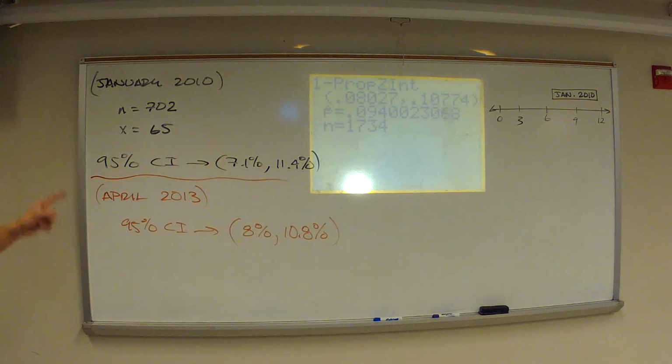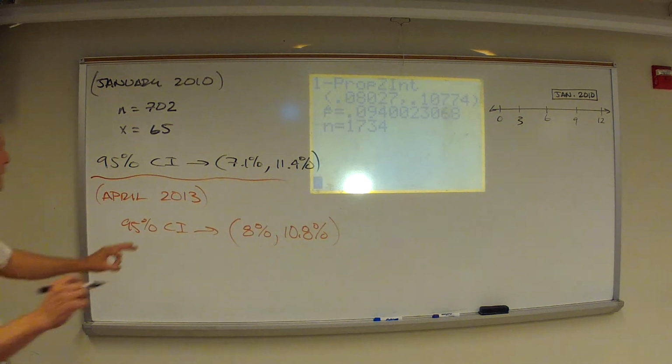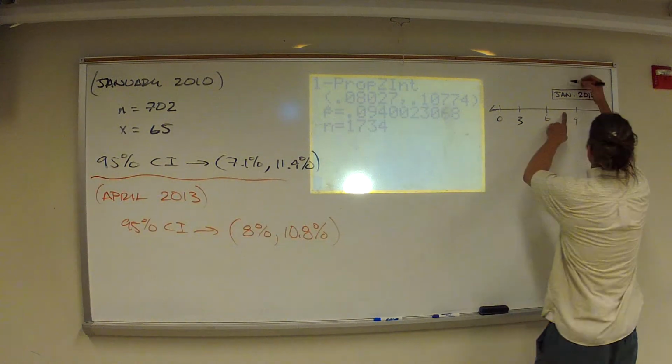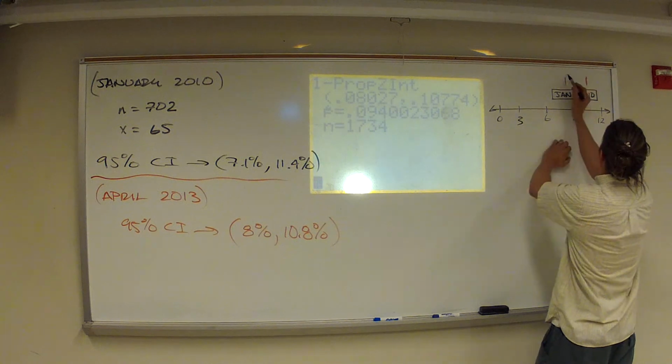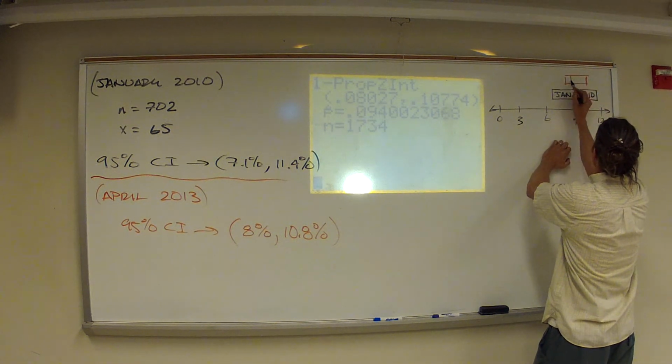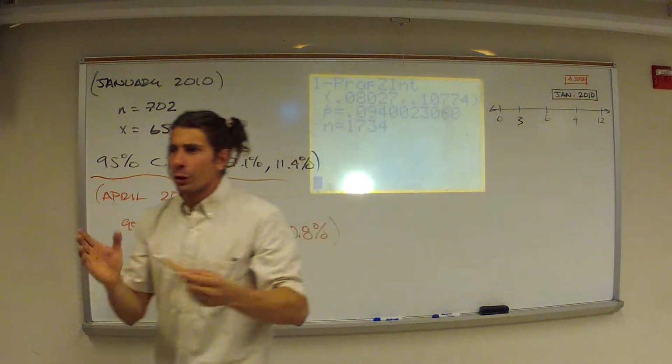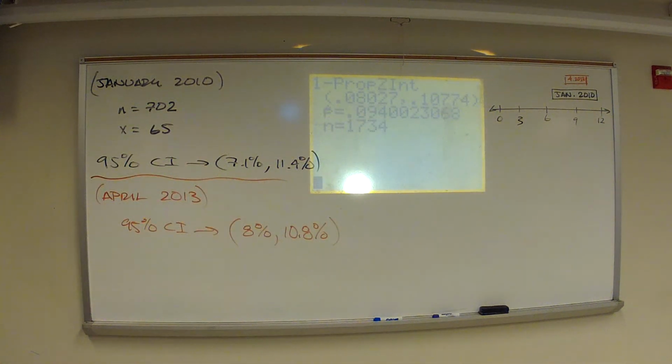This is why I like putting that on the same number line as the previous one, to compare them. They have almost the exact same center, which I was kind of hoping for, because I wanted them to line up symmetrically. So 8% is going to be about here, whereas 10.8% is going to be about here. So here's April 2013. They have almost the exact same p hat value.